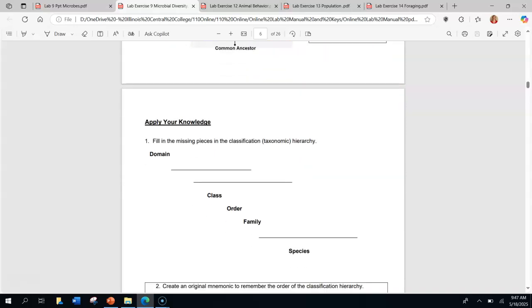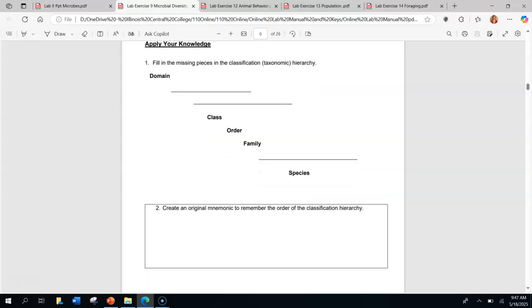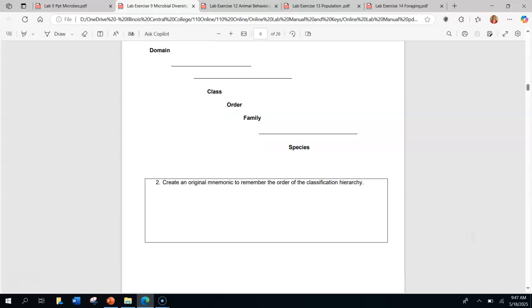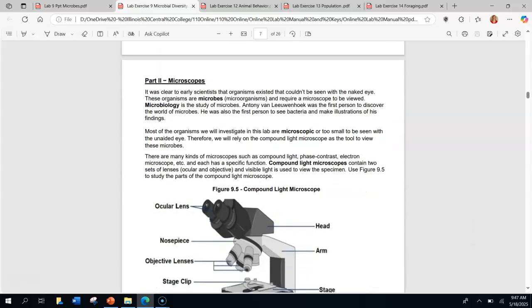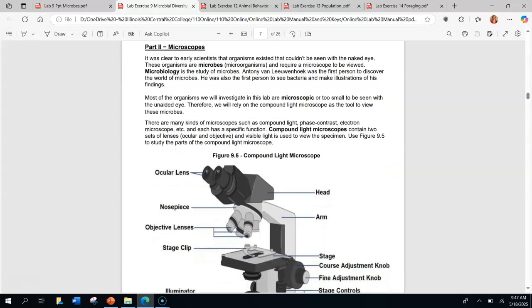Here is a place for you to practice the classification hierarchy and for you to come up with a clever way or mnemonic to remember them in order. We will begin our study of microscopes because all of our microbes are so small you need a microscope to see them. There's also an opportunity for extra credit for a virtual lab on the microscope.